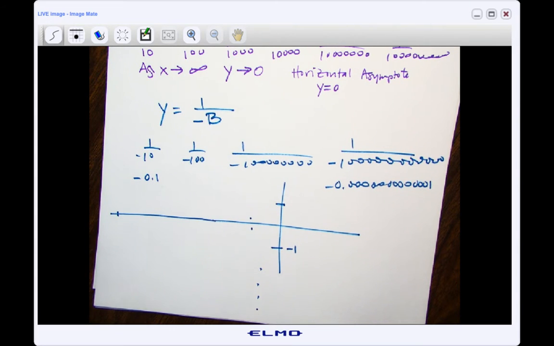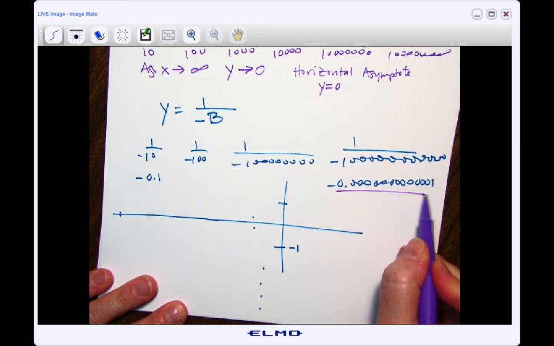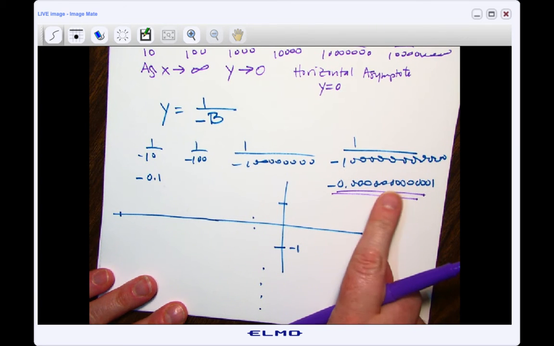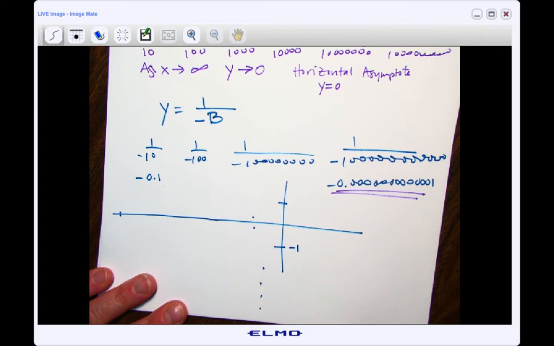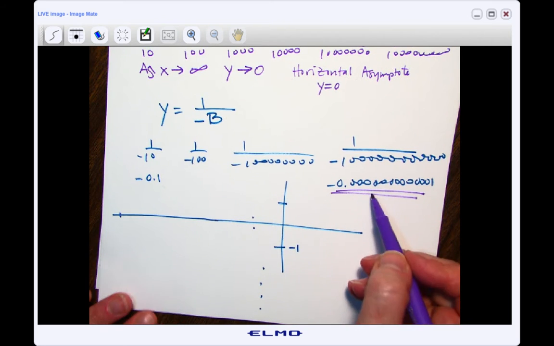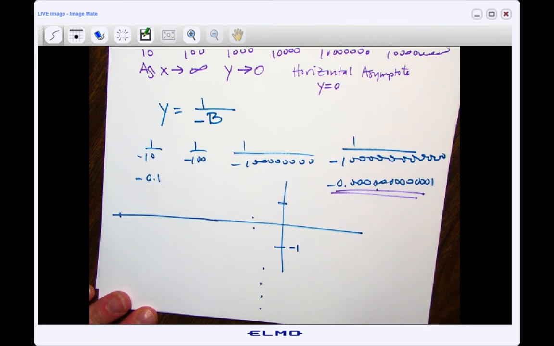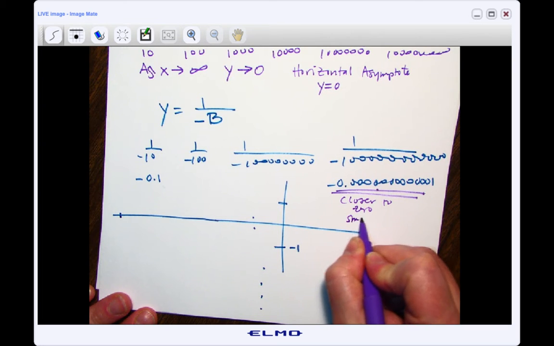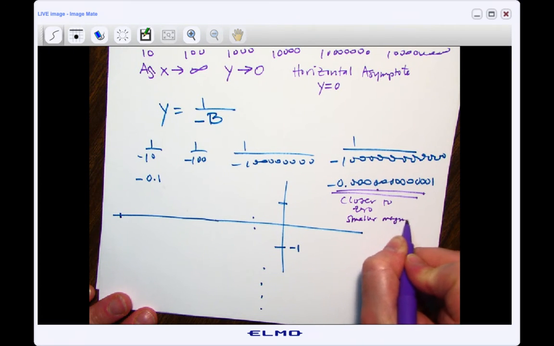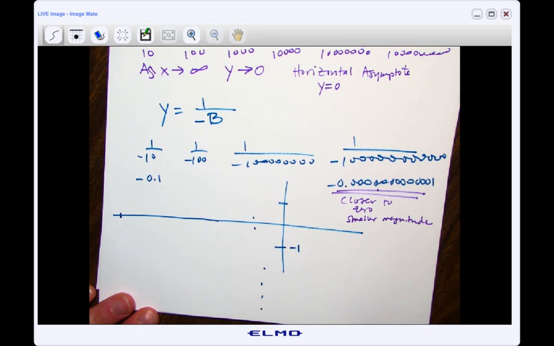In other words, this number is actually bigger than this number because the numbers as we go this way get smaller. But this one is closer to 0. Do you see that? He's way up here and he's way down here. So this one is closer to 0, so it has a smaller magnitude, if you want to describe it that way.